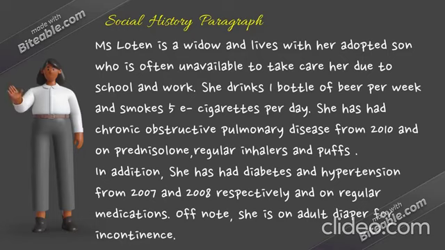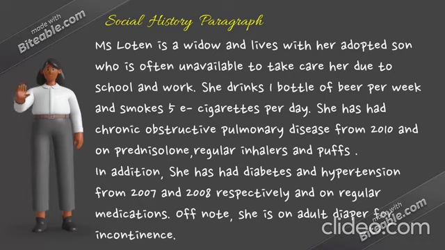Then we will go to the medical. She has had, because she has had. So keep this term in your mind. From 2010 it started and until now she has the problem. In the same way, diabetes and hypertension started from 2007 and 2008 respectively. Until now, she has the problem. In the question paper, you can see that they already mentioned the year. So if the year or date from when the patient has the problem is given, you have to write she has had chronic obstructive pulmonary disease from 2010 and on prednisolone 40 mg and regular inhalers and puff.